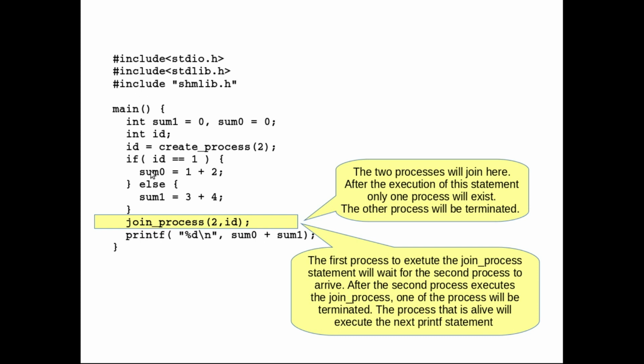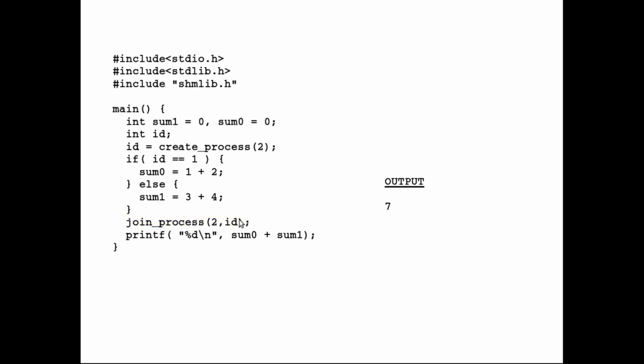So here both the child process and parent process will perform their computation of sum 0 and sum 1, and both the processes will arrive at join process, and after this the child process will be terminated and the parent process will go ahead and try to print the sum by taking the value sum 0 and sum 1. But the problem is we don't get the correct output. We get the output 7.